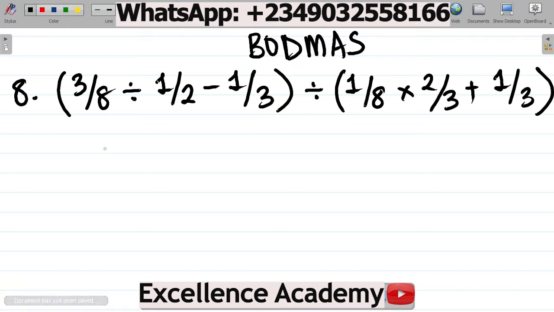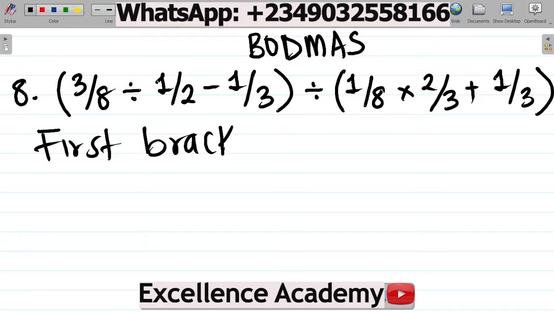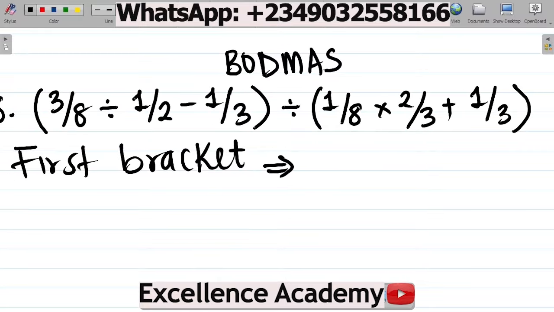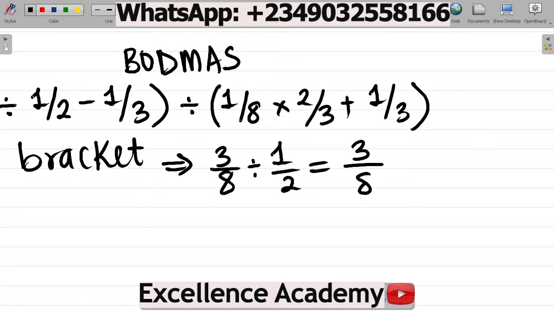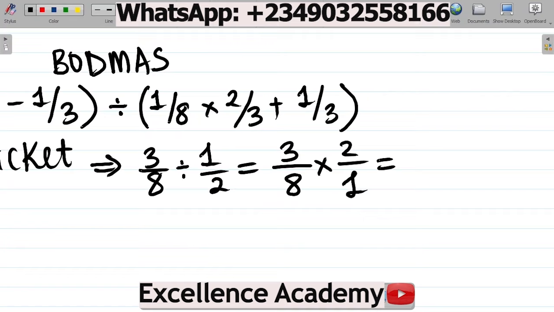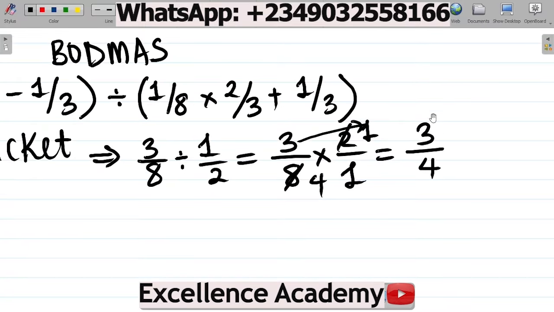Let's call this the first bracket, and take division first. 3 over 8 divided by 1 over 2 gives 3 over 8 times 2 over 1. From here, 2 cancels with 8, giving 4. 3 times 1 gives you 3, all over 4 times 1, which is 4. So this gives you 3 over 4.